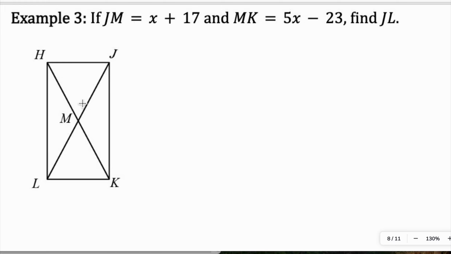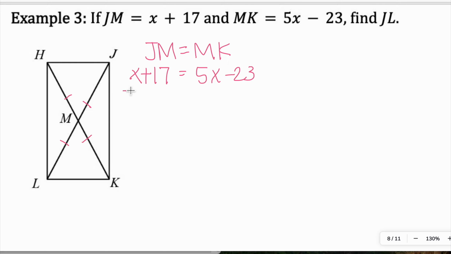If this is a rectangle, then that means all my diagonals will be bisected into the same length. So that means JM has to be equal to MK. So I'm going to say x plus 17 is equal to 5x minus 23. Let's go ahead and start solving. Subtract x from both sides, add 23 to both sides. I'm going to get 40 is equal to 4x. So that means x has to be equal to 10.